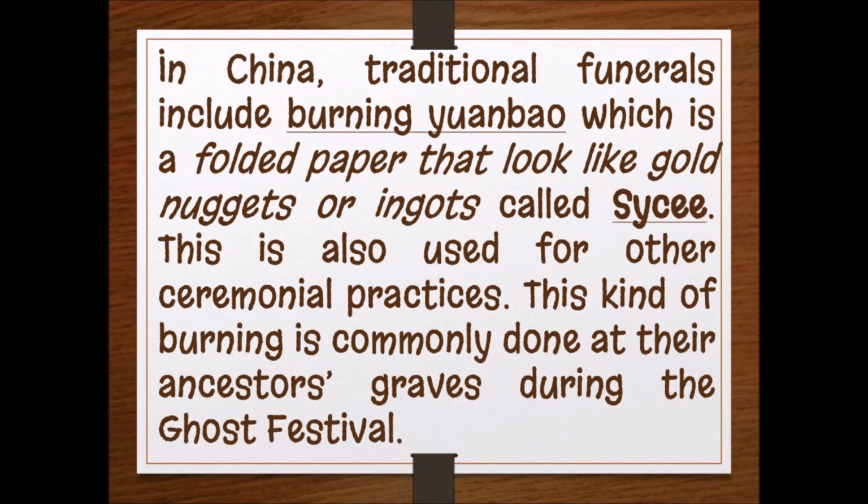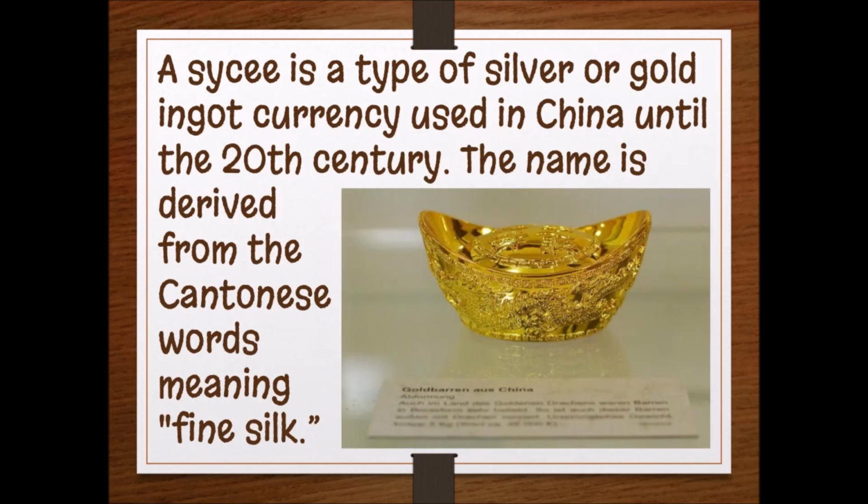In China, traditional funerals include burning yuanbao, which is a folded paper that looks like gold nuggets or ingots called sai chi. This is also used for other ceremonial practices. This kind of burning is commonly done at their ancestors' graves during the Ghost Festival. A sai chi or sai si is a type of silver or gold ingot currency used in China until the 20th century. The name is derived from the Cantonese words meaning fine silk.